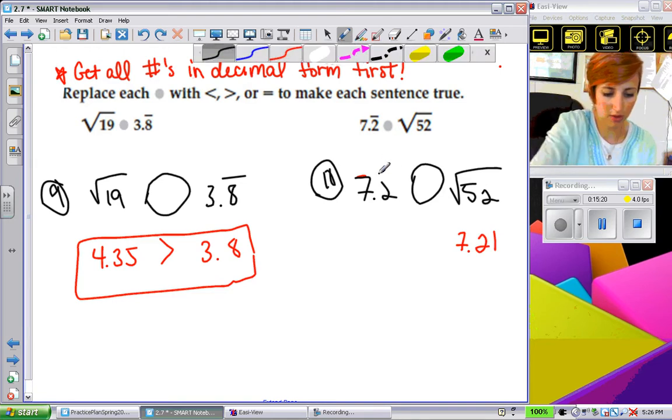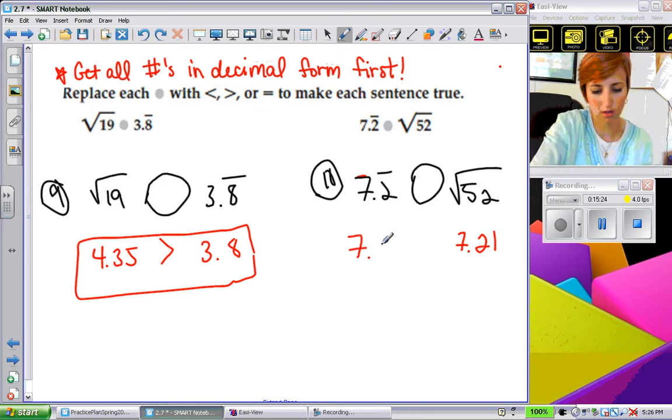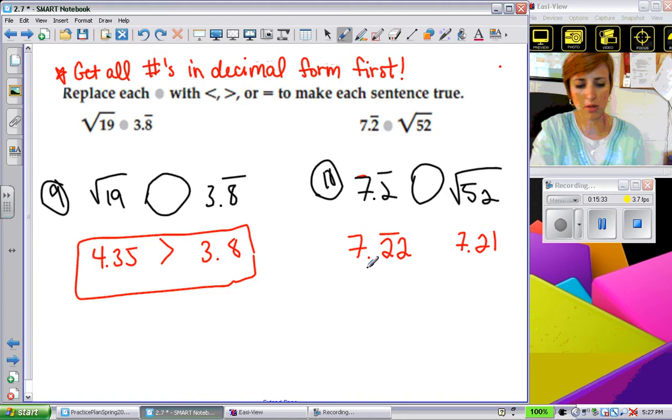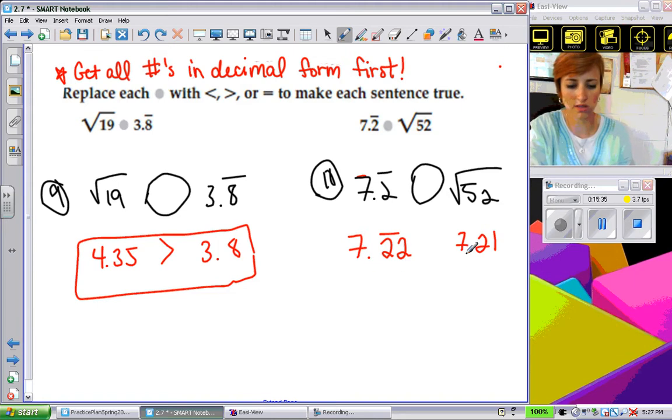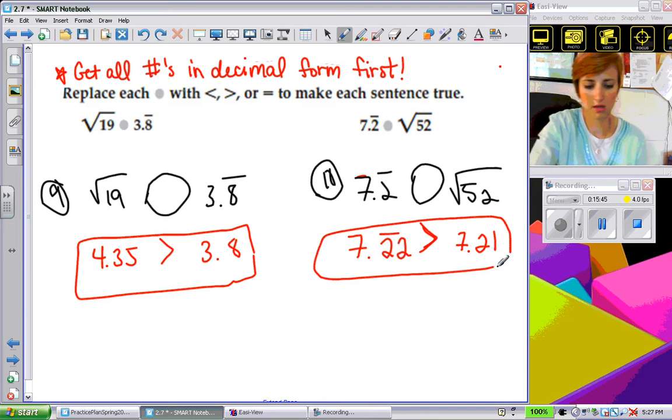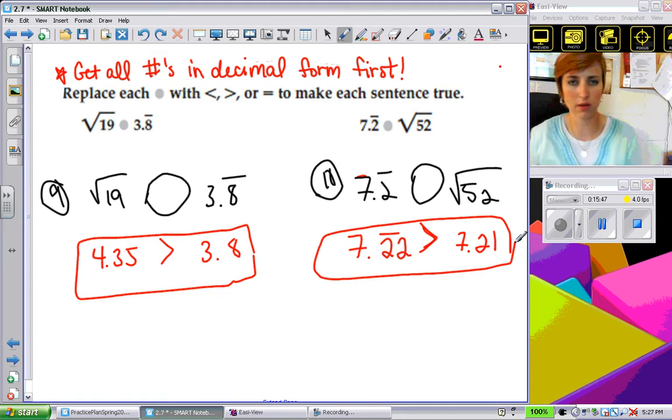And if we look over here, our other one's already in decimal form, so 7.2 repeating. Now, that repeating symbol means that our next number after this 2 is going to be 2 again. So which one's going to be bigger, 7.22 or 7.21? Okay, and that makes our 7.22 just a little bit bigger, so it eats the 7.22, and there we go. That's example 10.